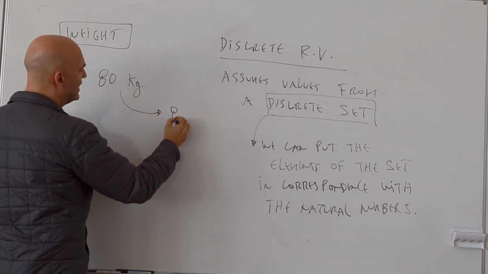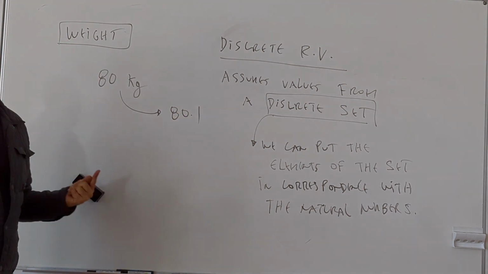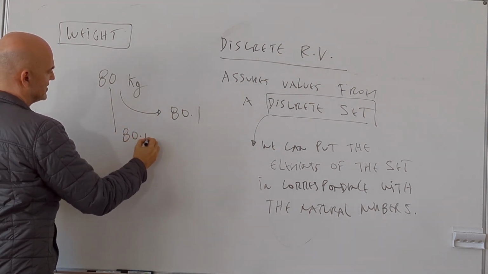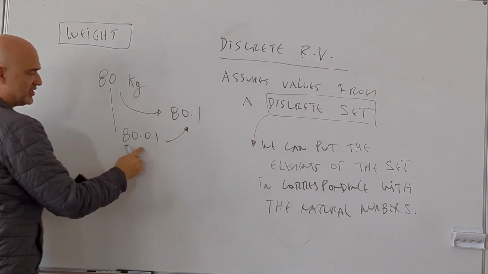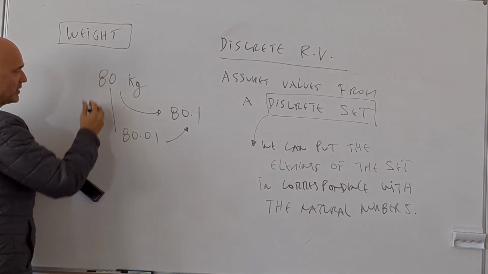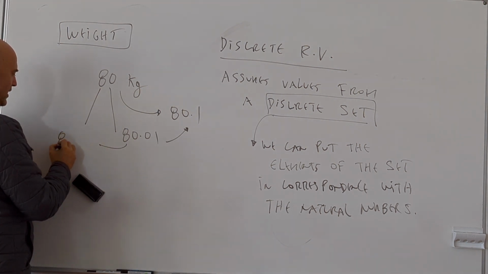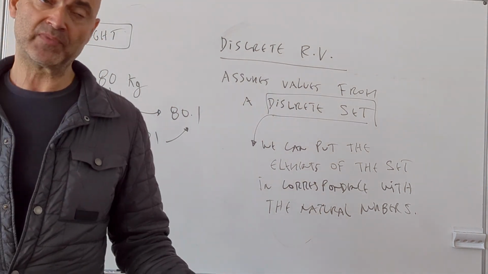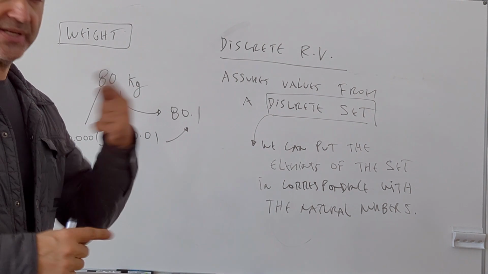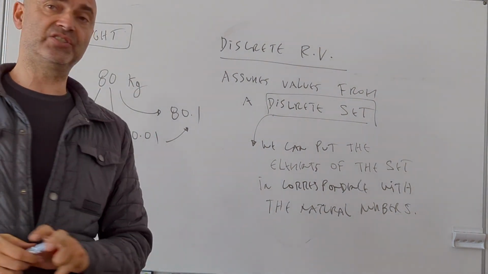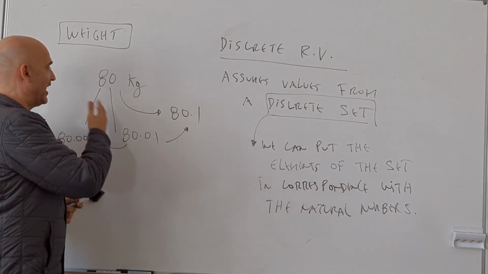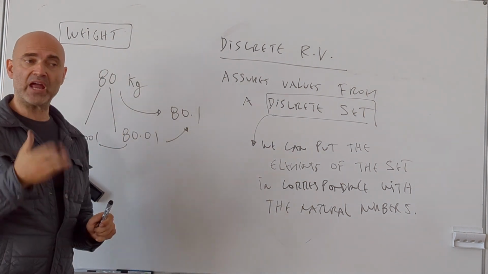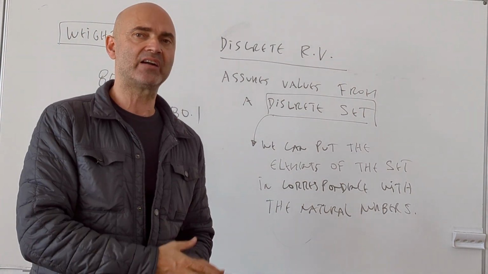If you put here 80.1, it's not the next value, because between 80 and 80.1 we can have, for example, 80.01. Is this the next one? No. I can put another one in the middle, for example, 80.0001, and I can always repeat this process. So there is not a number that is after 80. I cannot identify a number after 80. And these types of variables are not discrete, but continuous.